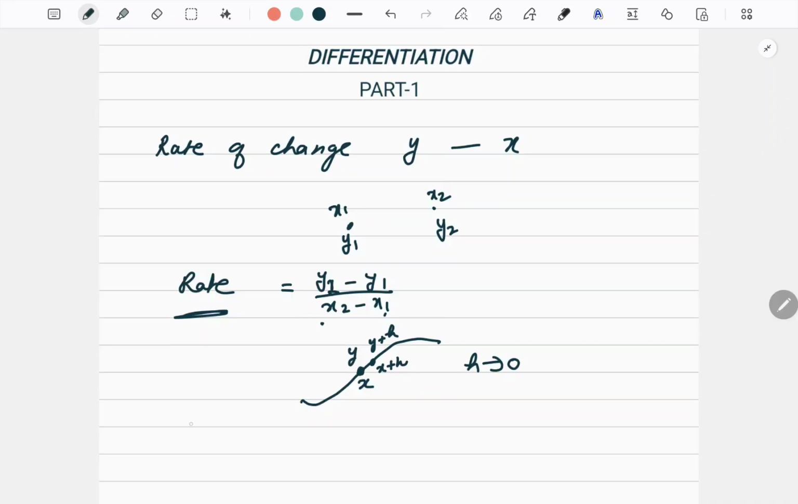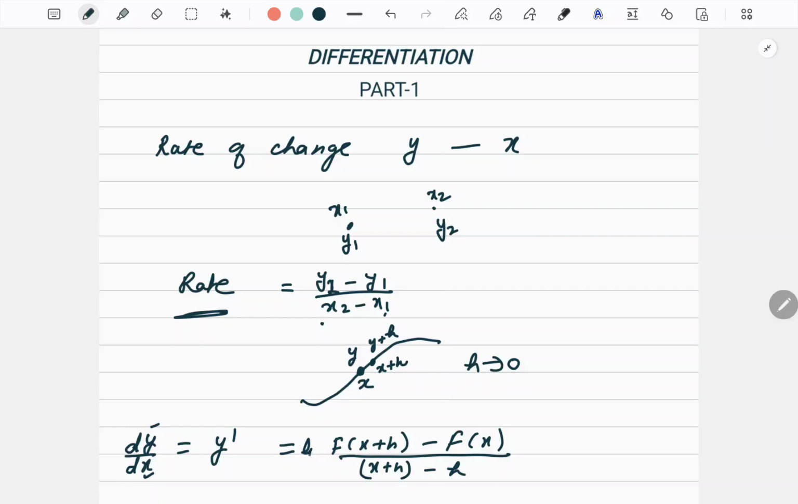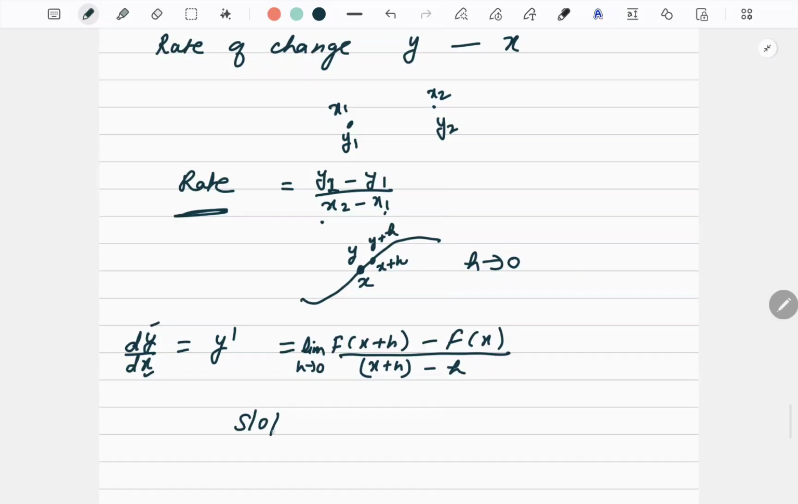Usually we use the function f(x). So the mathematical definition of differentiation is represented like this: the rate of change of y with respect to x, also written as y dash, is equal to f(x plus h) minus f(x), upon (x plus h) minus x, where the limit is h tends to 0. This is the formal mathematical definition of differentiation. This tells me the rate of change, or it tells me the slope also. The slope of any curve is also given by this.